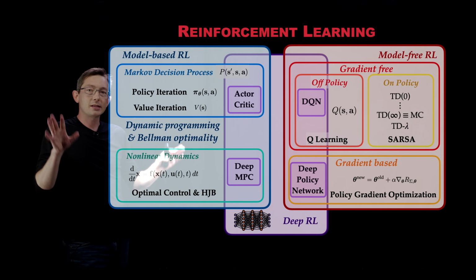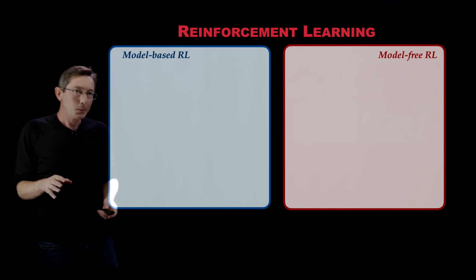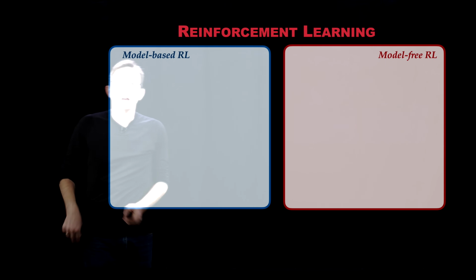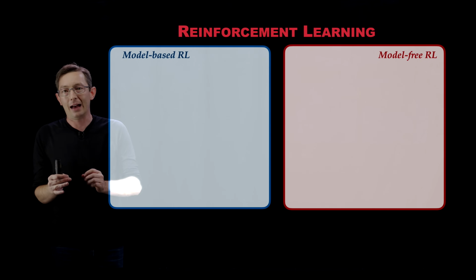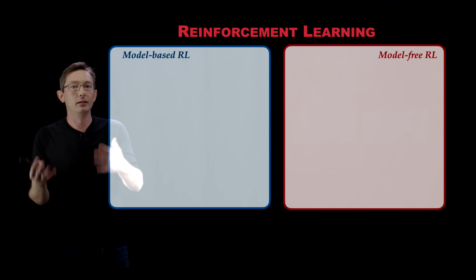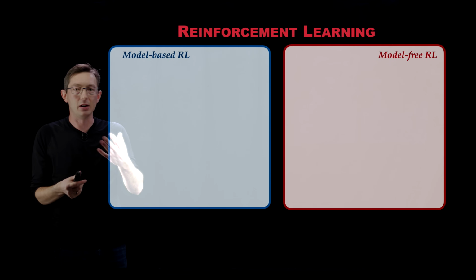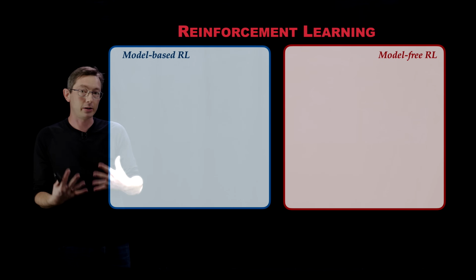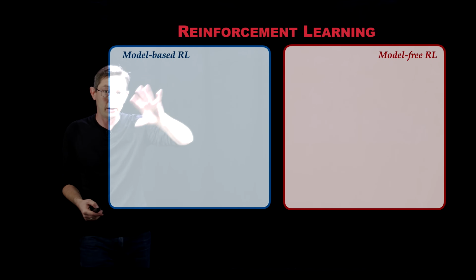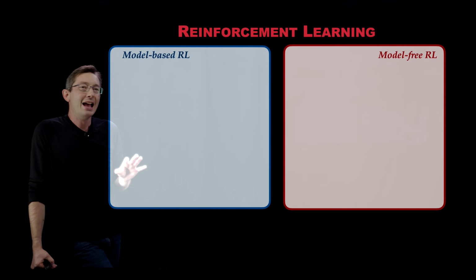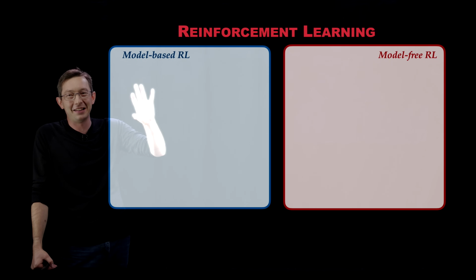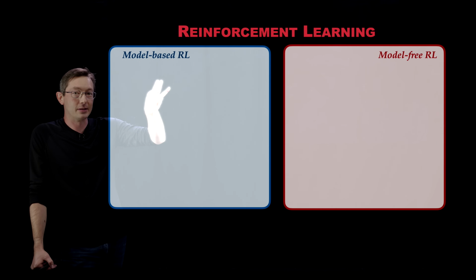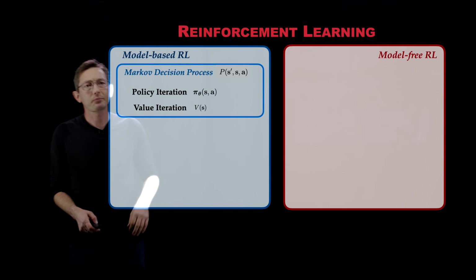Okay, so the first biggest dichotomy is between model-based and model-free reinforcement learning. So if you actually have a good model of your environment, you have some Markov decision process or some differential equation, if you have a good model to start with, then you can work in this model-based reinforcement learning world. Now, some people don't actually consider what I'm about to talk about reinforcement learning, but I do, okay?